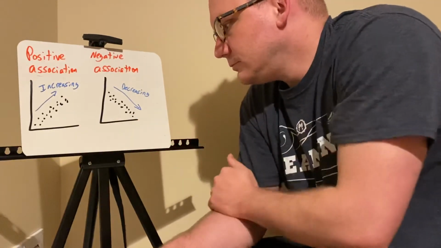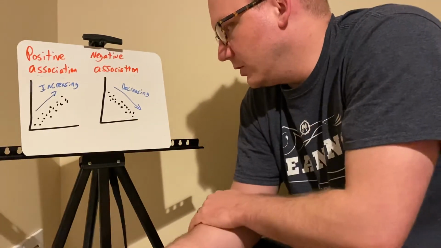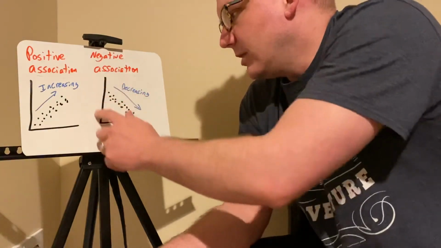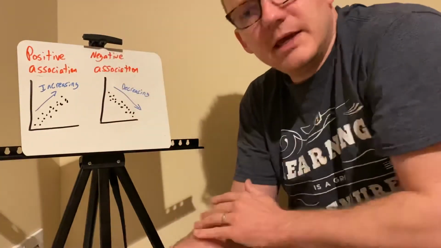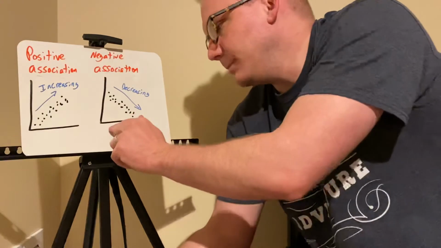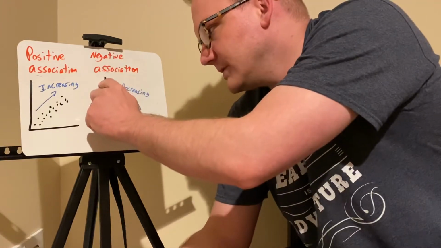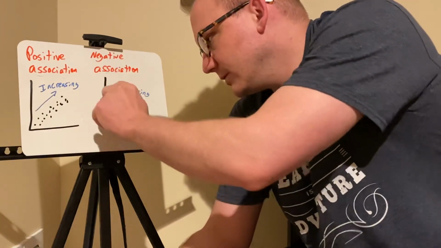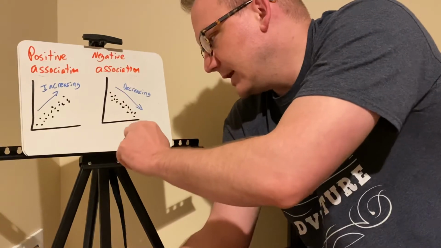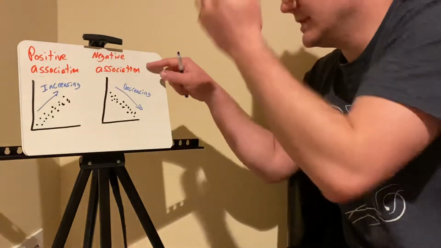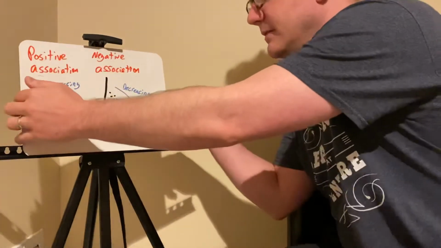Decreasing, you could look at maybe heat use, right? As temperature increases, what happens to the use of heat? It's going to decrease. So decreasing shows as this thing increases, this one goes down. That's a negative association. This is positive.